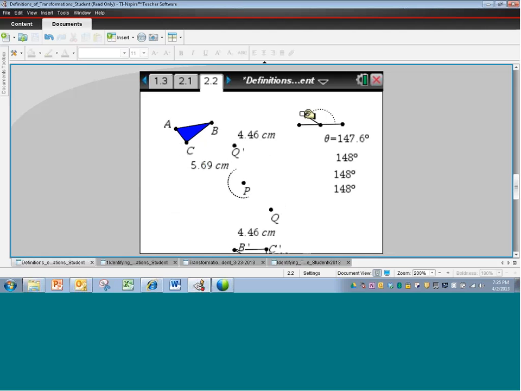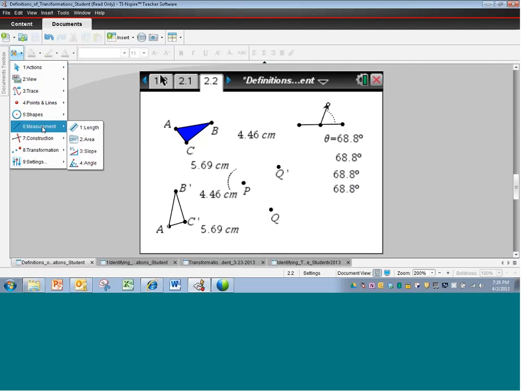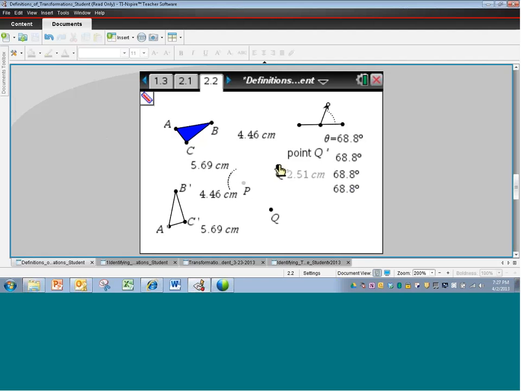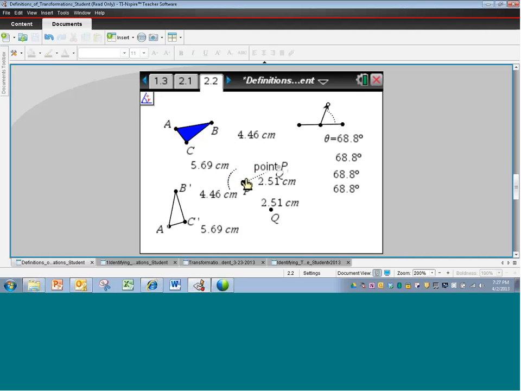And this is an important property of transformations, is the recognition that every point in the plane has an image. We could also measure the distance from P to Q prime, and then measure the distance from P to Q, and observe that that property is the same as it was in our first part of the investigation. And if we measure the angle, it is the same.